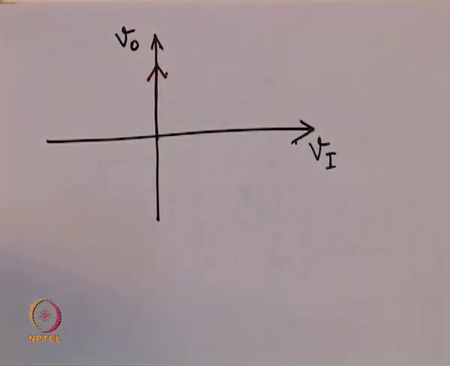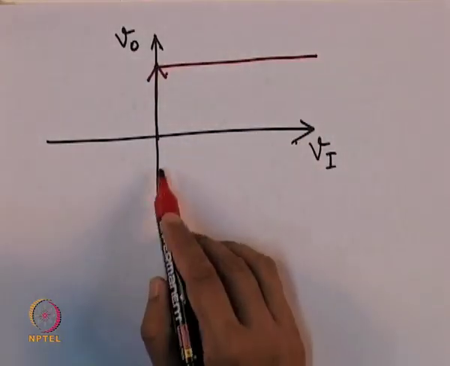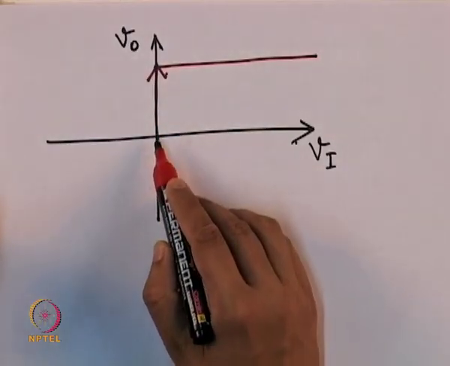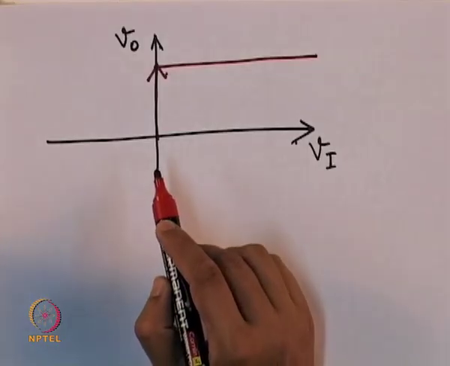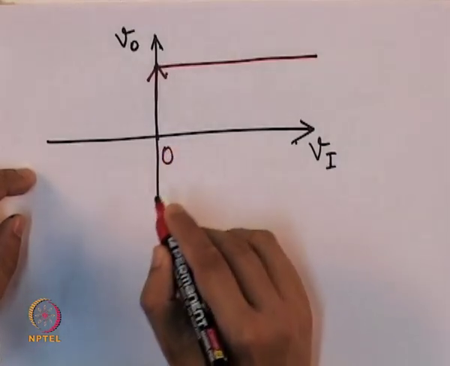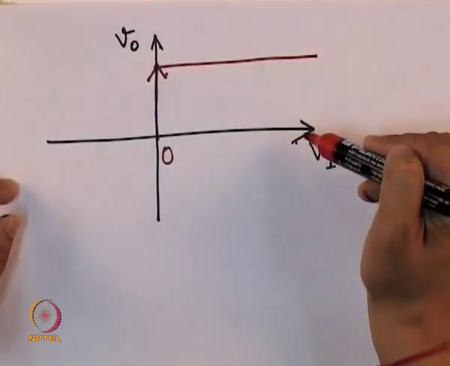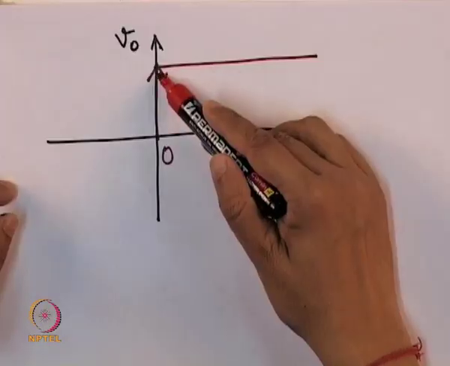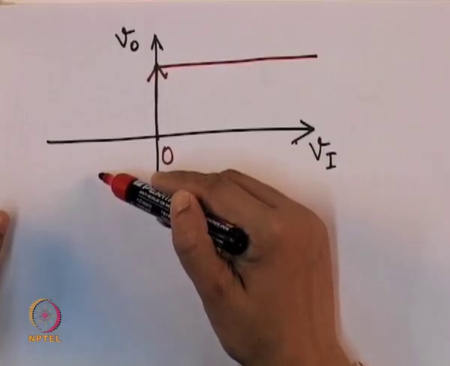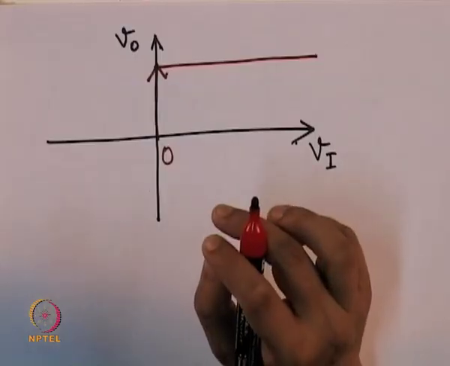Okay. That is, whenever Vi is above 0 volt, it conducts, and if Vi is lesser than 0 volts, it does not conduct. Or I should say, when Vi is above 0 volts, there is a certain output voltage. When Vi is lesser than 0 volts, there is no output voltage, the output voltage is 0.